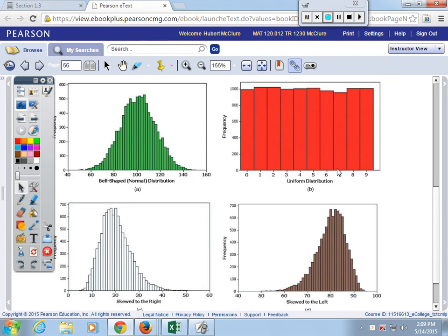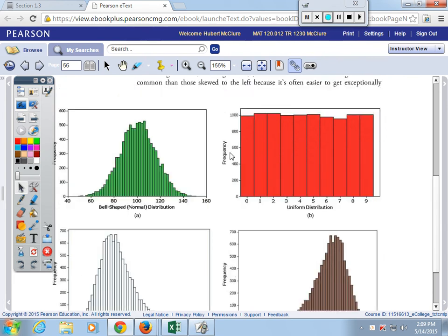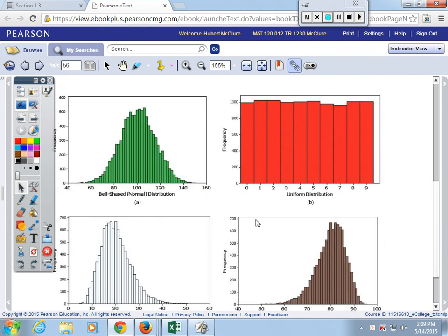Make sure you know what a normal distribution, skewed left and skewed right look like. These two, and uniform. Page 56. This is uniform. This is a bell shape because it looks like a what? A bell. This is uniform because there's no variation.